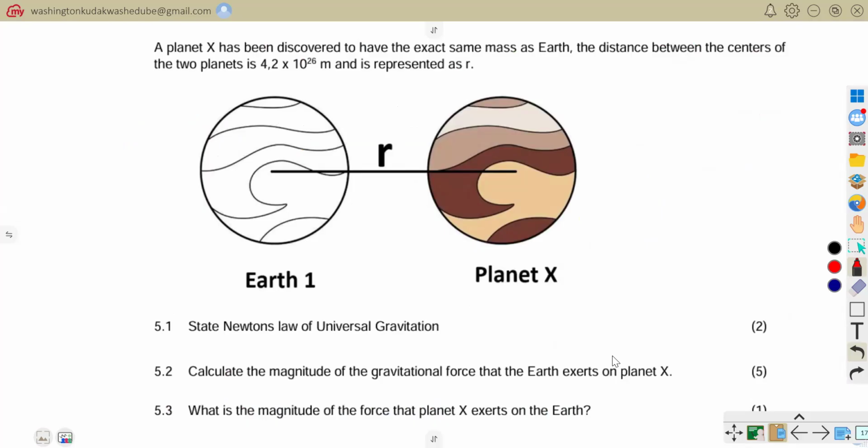So you would see that we're given two different planets. We've got planet Earth and planet X. And they are saying a planet X has been discovered to have the exact same mass of Earth. The distance between the centers of the two planets is 4.2 times 10 to the power 26 meters and is represented by R. So this is the distance between the two centers, the center of the planet Earth and the center of the planet X, that has been discovered to have the same mass as the mass of the Earth.